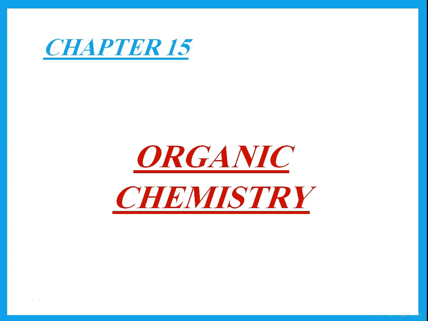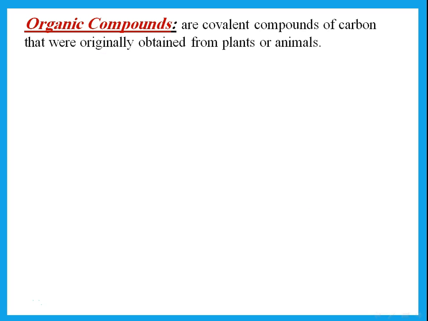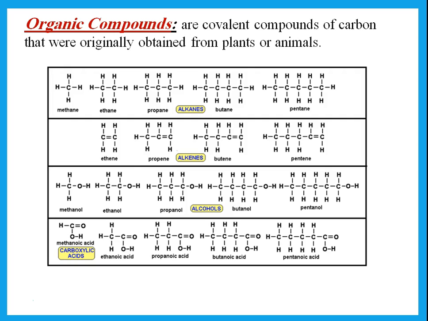Okay, hello, this is chapter 15 and we're talking about organic chemistry. So let's first of all talk about what are organic compounds. You should know that organic compounds are covalent compounds of carbon that were originally obtained from plants and animals. So all of these are the types of organic compounds that we are going to study.